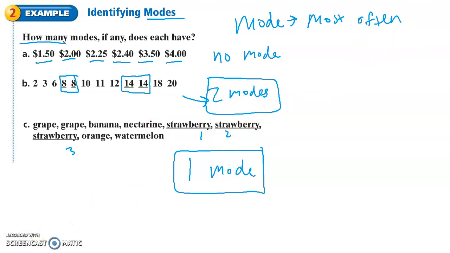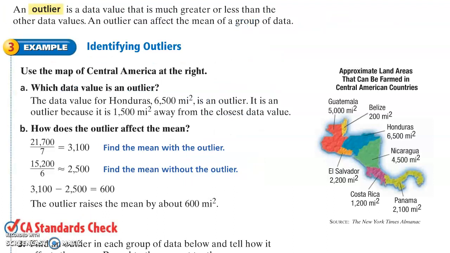The last thing we have to talk about for this lesson is the concept of an outlier. An outlier is a data value that is much greater or much less than the other data values. Outliers are usually the ones that stand out and they don't really make sense. Like let's say that in your class, almost everybody's about 5 foot, 5'2", 5'3", 5'5", or something like that. But all of a sudden you have like a 6'2" kid in your class. Well, his height doesn't really match with the rest of your heights, so therefore he would be considered an outlier.